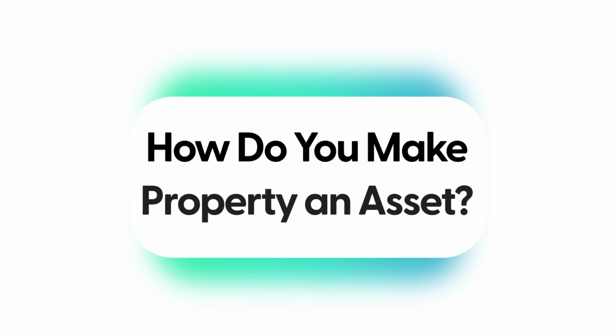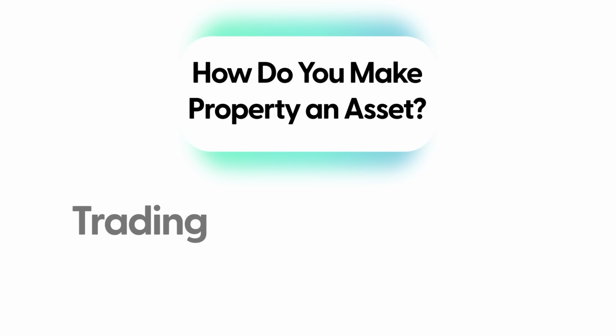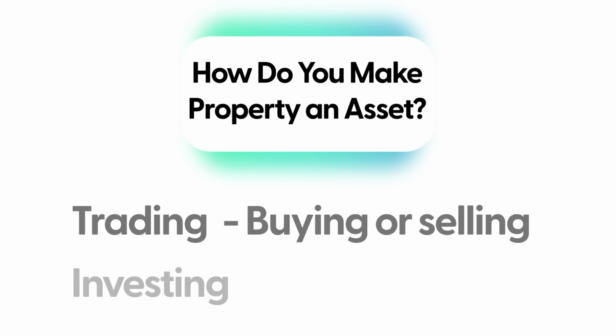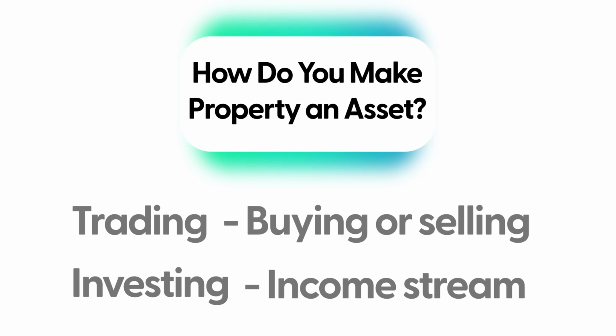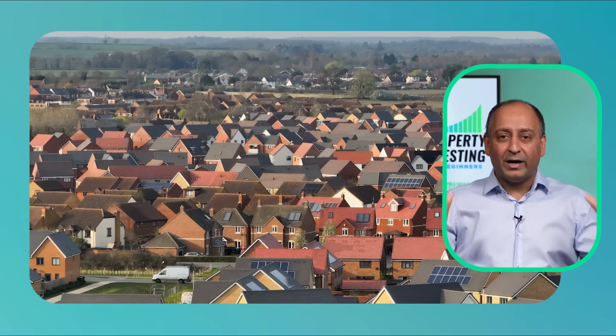So how do you make property an asset? Well, there's two ways. You can either be trading, so that's some form of buying and selling. Or you can be investing, having an investment strategy where you have regular income coming in on a monthly basis. So really, there's two ways that you can do this. Under the umbrella of these trading or investment strategies, there are many other property strategies that you can apply. And we will discuss these on one of these trainings that's coming up.